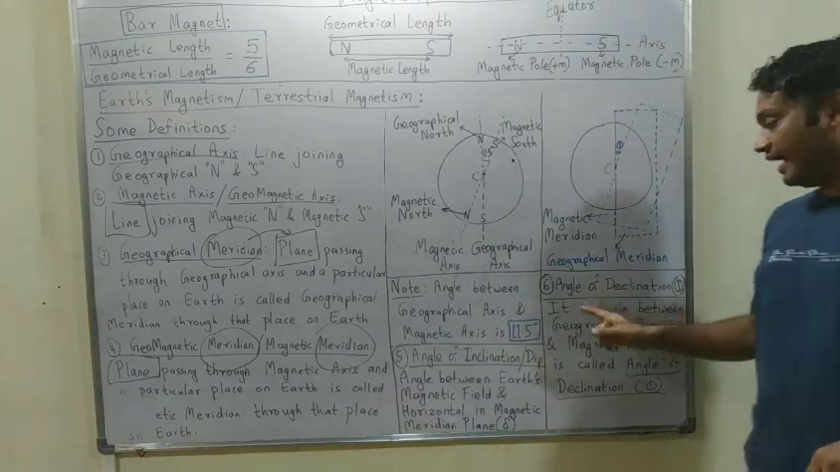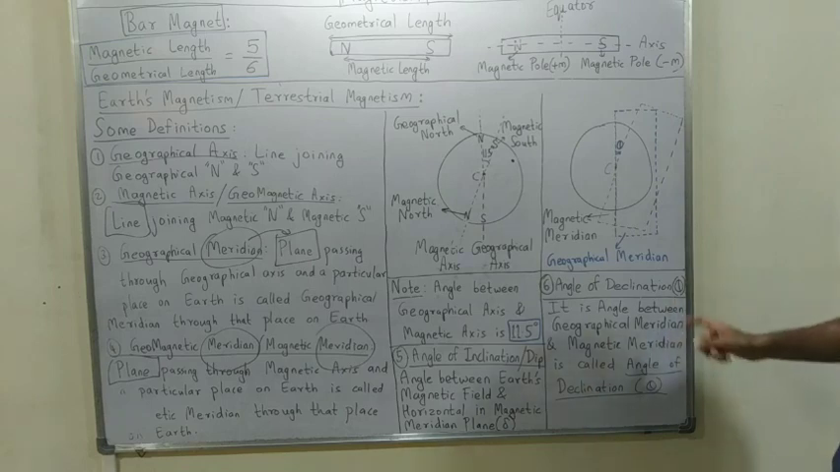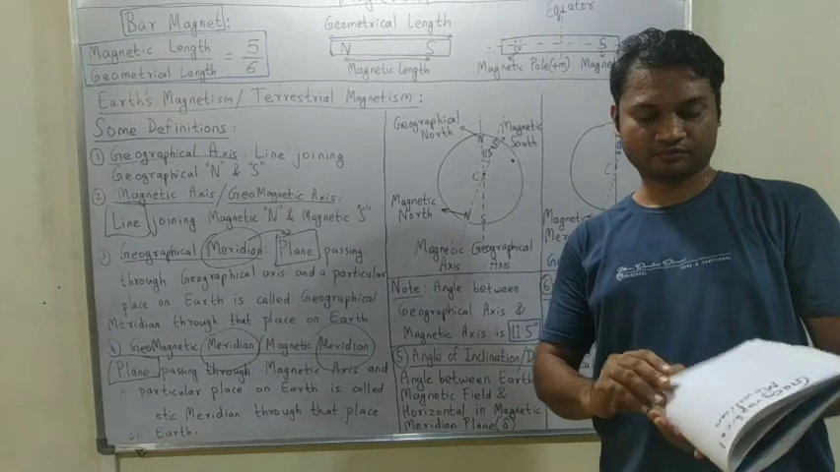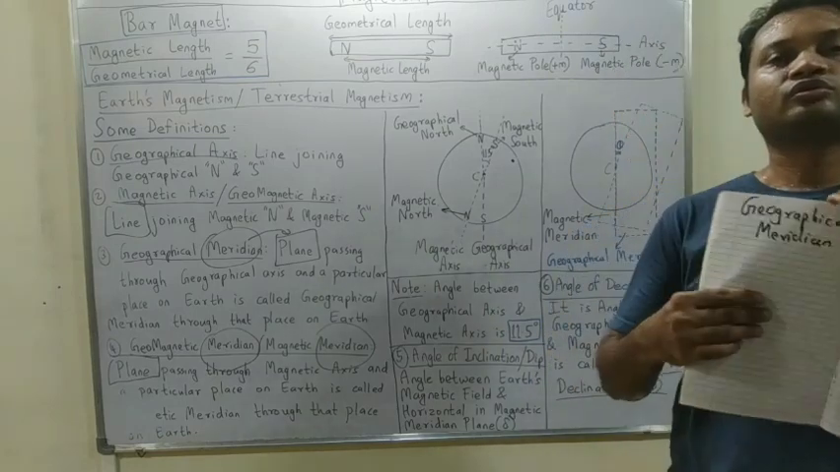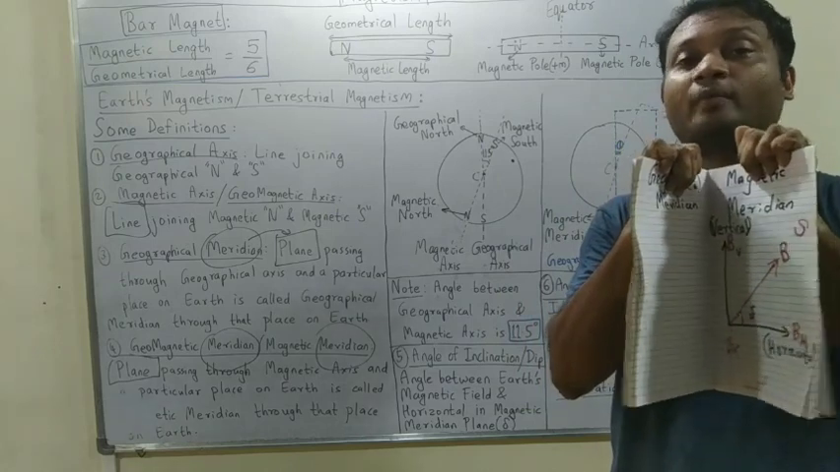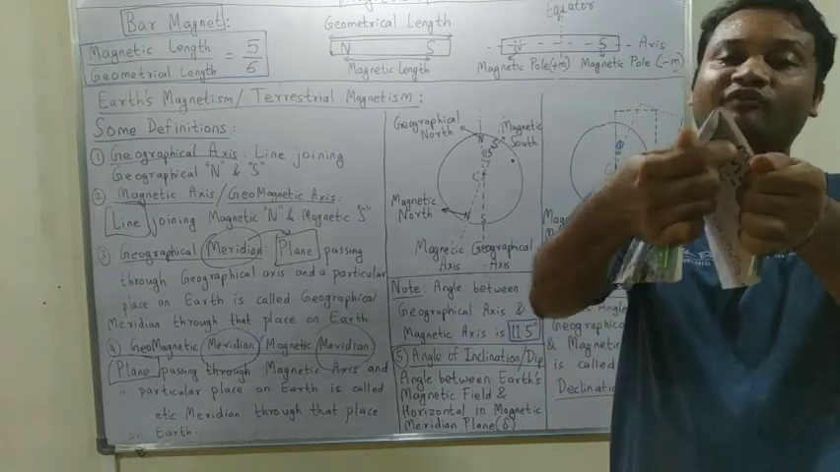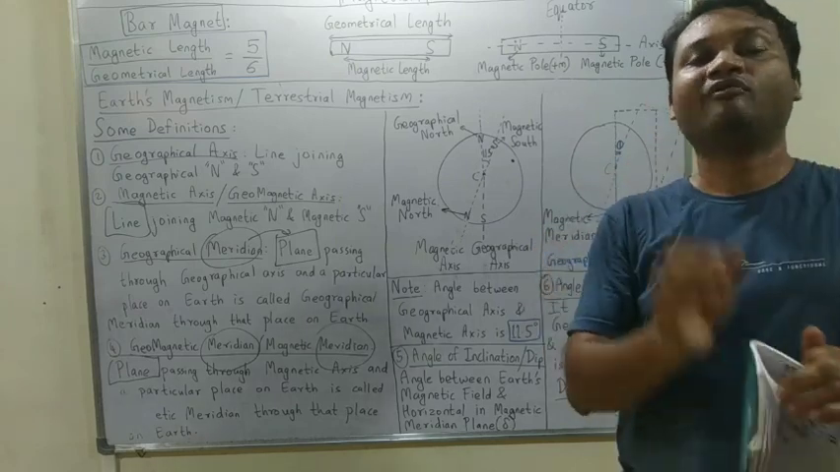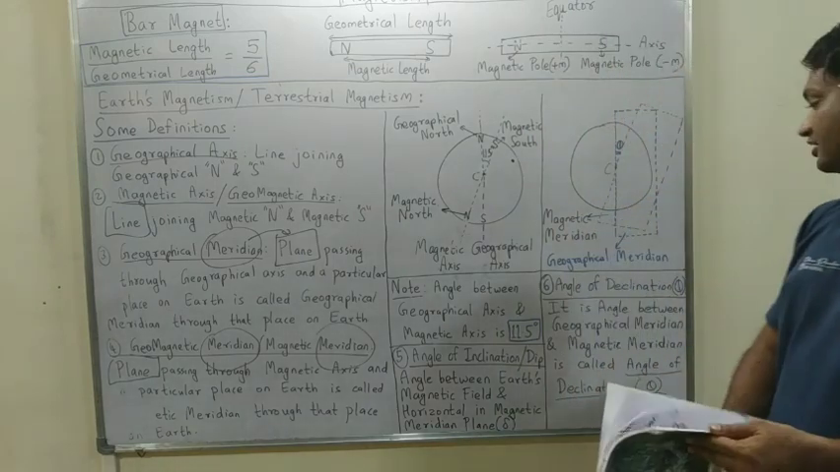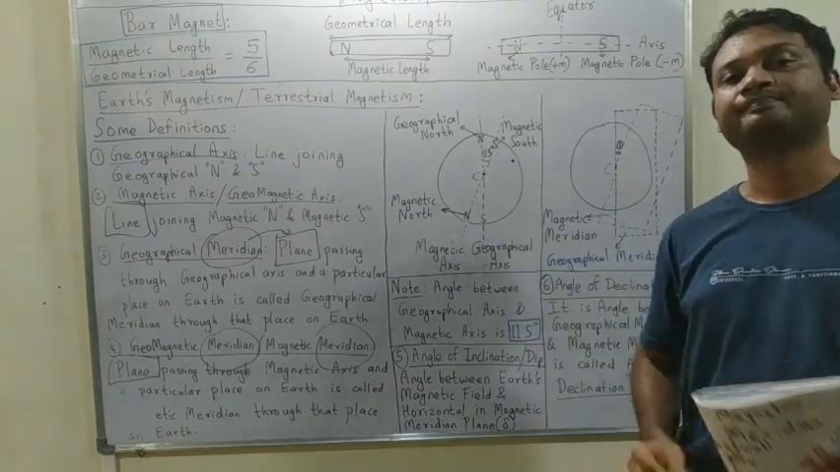Then angle of declination denoted by symbol theta. It is the angle formed between geographical meridian and magnetic meridian, the two planes which we had shown. Angle between these two planes is called as angle of declination theta for a particular place on earth. Then we have next definition, angle of inclination or angle of dip.